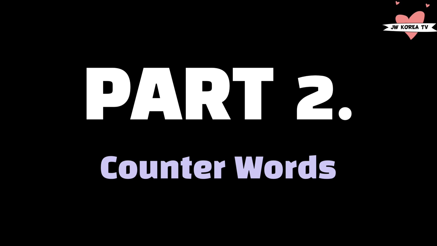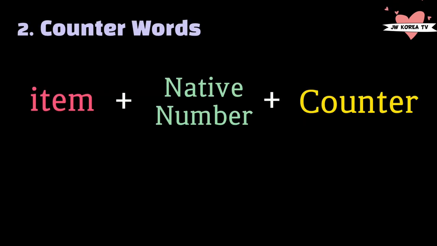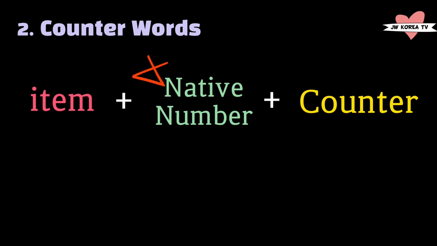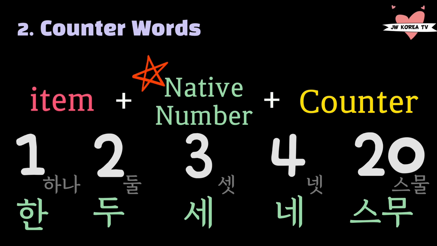Part 2. Counters. When counting items in Korean, a specific counter is used. This is similar to English expressions like one cup of water or three sheets of paper. The native number is what we have just learned in part 1, but there are 5 exceptions for 1, 2, 3, 4, and 20.